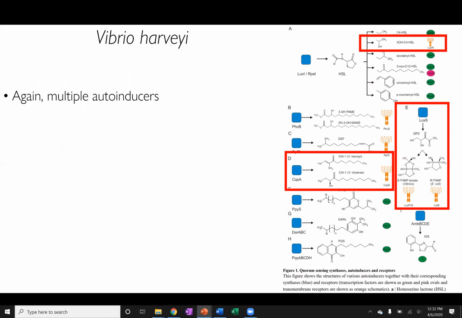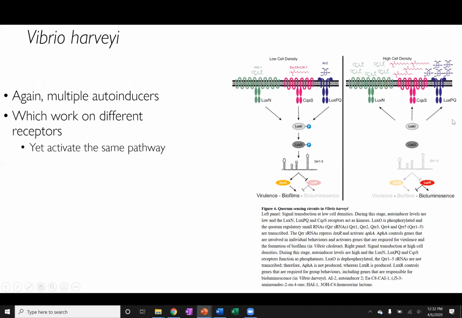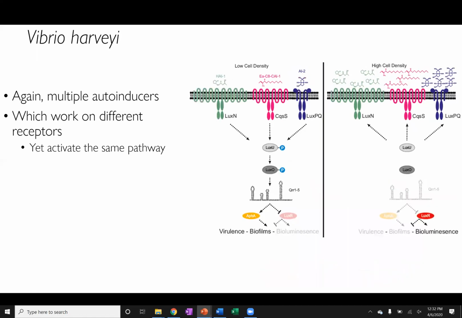And so we'll use an example of Vibrio harveyi. It has multiple autoinducers, very much like Pseudomonas aeruginosa, but it has different receptors that will bind. Each of these AHLs will bind to their own unique protein receptors. And the interesting thing is that even though they're different and they bind to different proteins, they actually activate the same pathway. What's interesting about Vibrio harveyi is that under low cell densities, these three quorum sensing pathways will activate one set of genes, and then under very high cell densities will activate a completely different set of genes.